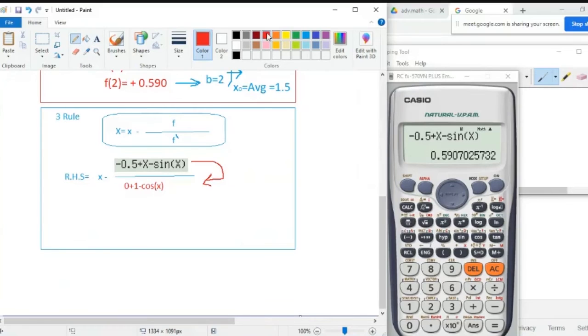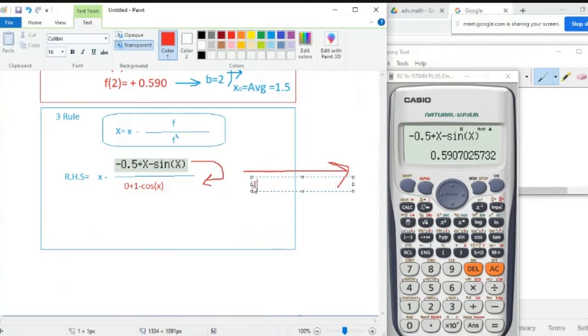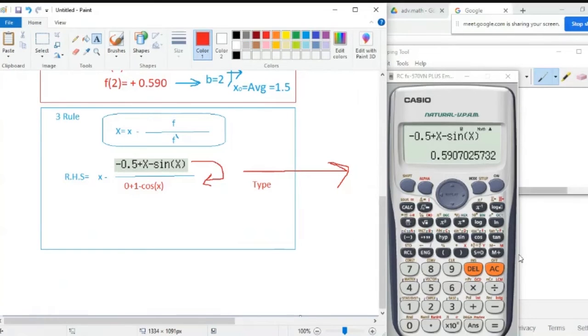After that, immediately I will go to do what? To type all of that inside my calculator. Please remember the steps. Then step 3, I will try to type that inside the calculator. Then I will write x first, which is this.